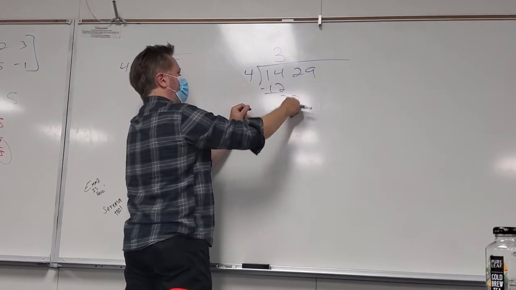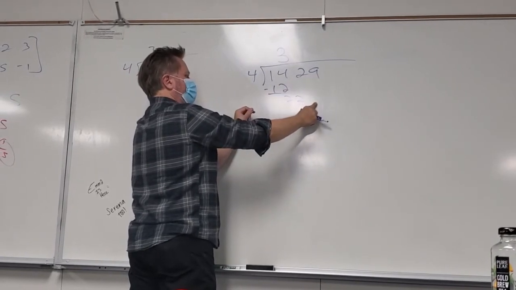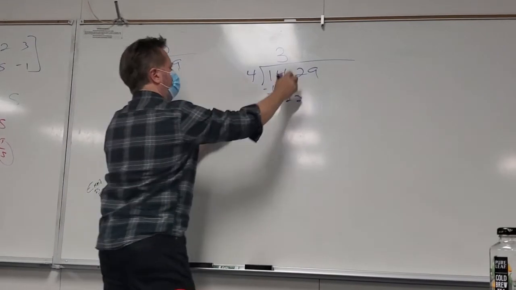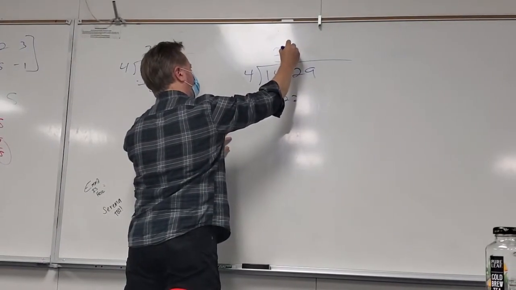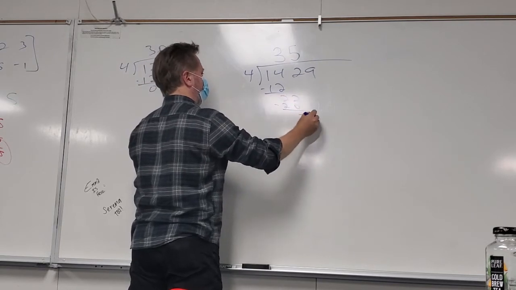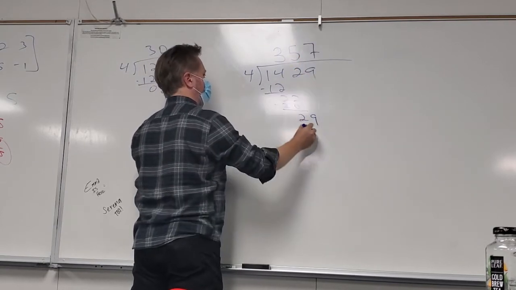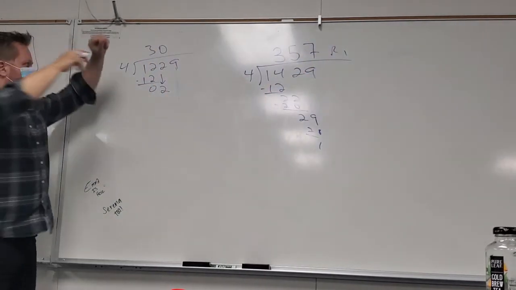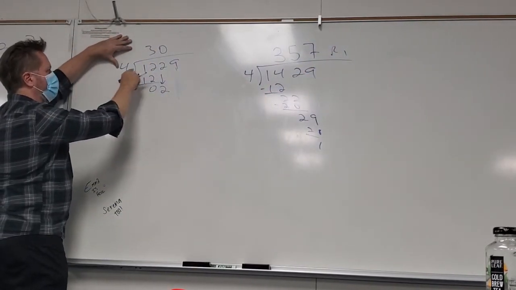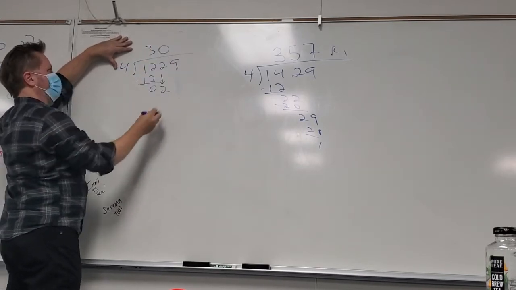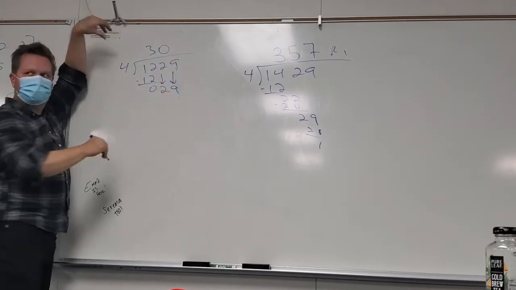Then you bring the 2 down. Do I bring the 9 down also right now? Of course I don't. 4 goes into 22. 7, 28, 1 remaining. Okay, now watch. When we get to this point, 4 goes into 2 how many times? 0. No times. Then you can bring the 9 down.